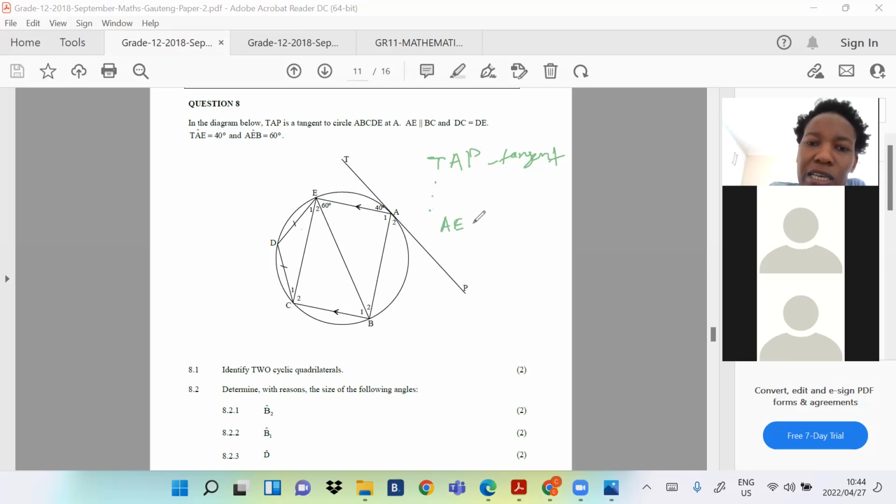Then they tell you AE is parallel to DC. Remember, when lines are parallel, you have an F shape, Z shape, or U shape. So you check which angles you can take out from that. Is there a Z shape? Is there an F shape? Then you pick out those things. Then we're going to get something out of this. They also tell you DC equals DE. Where is that? There.